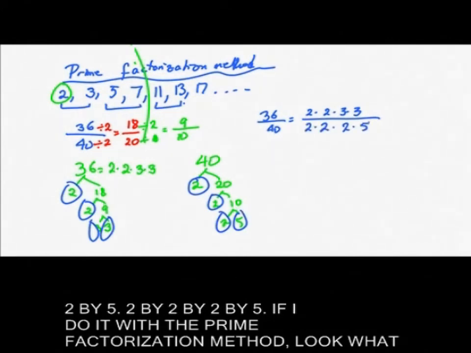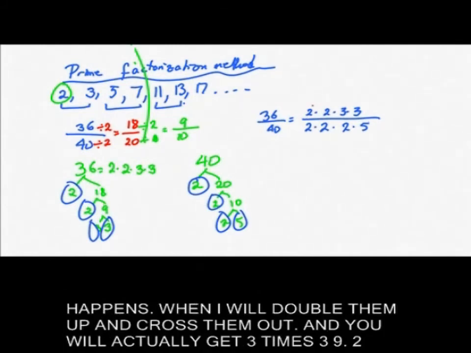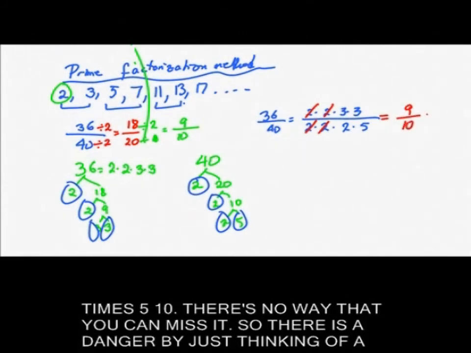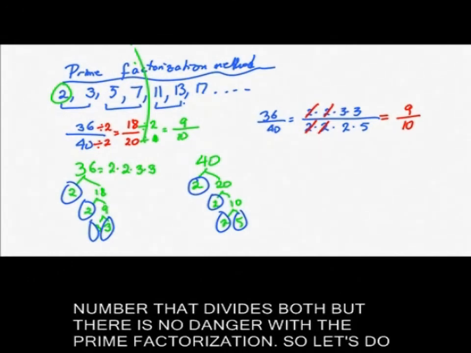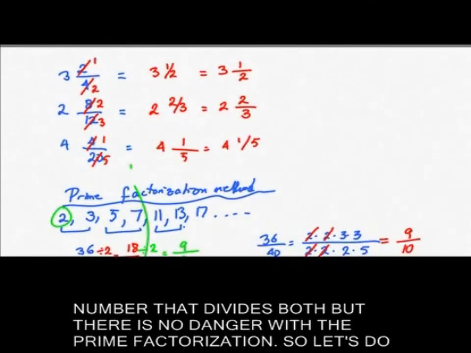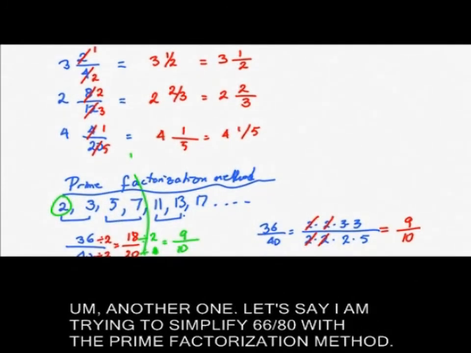If I do it with the prime factorization method, look what happens. When I double them up and cross them out, you'll actually get 3 times 3, 9, 2 times 5, 10. There's no way that you can miss it. So there is a danger by just thinking of a number that divides both, but there's no danger with the prime factorization. So let's do another one.